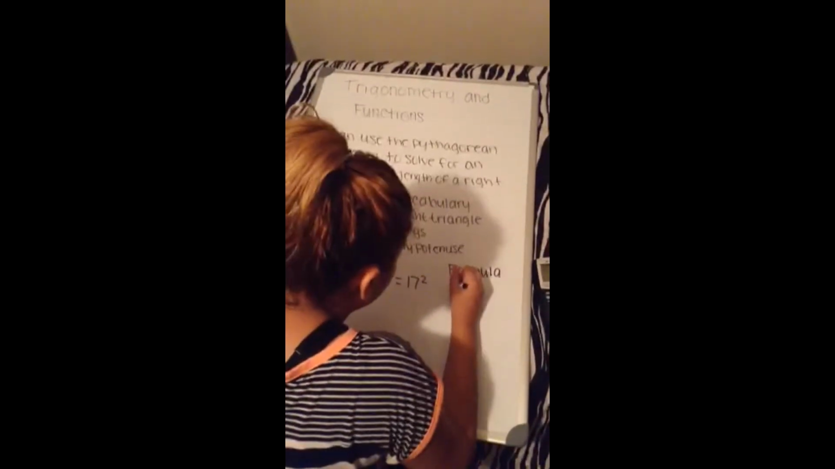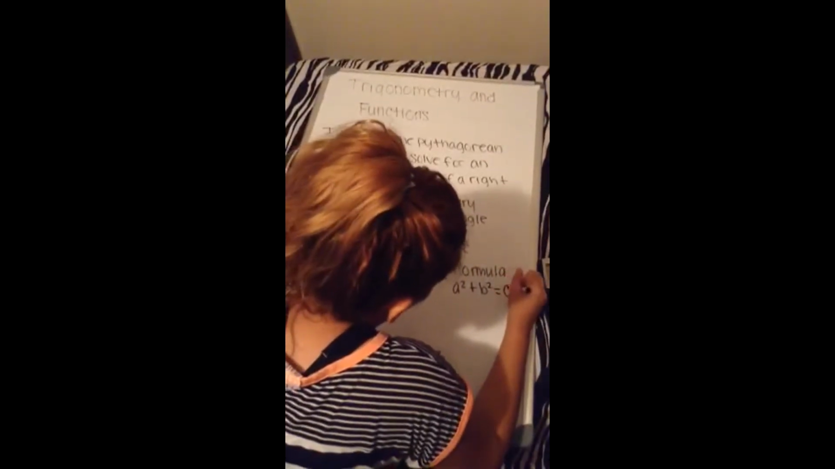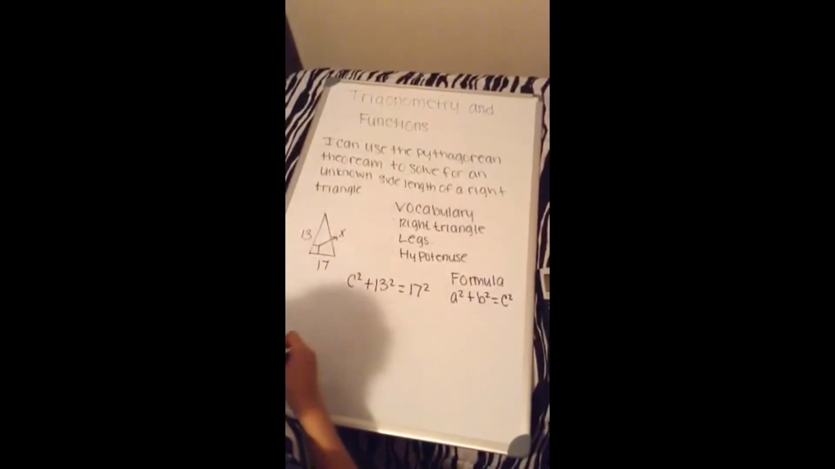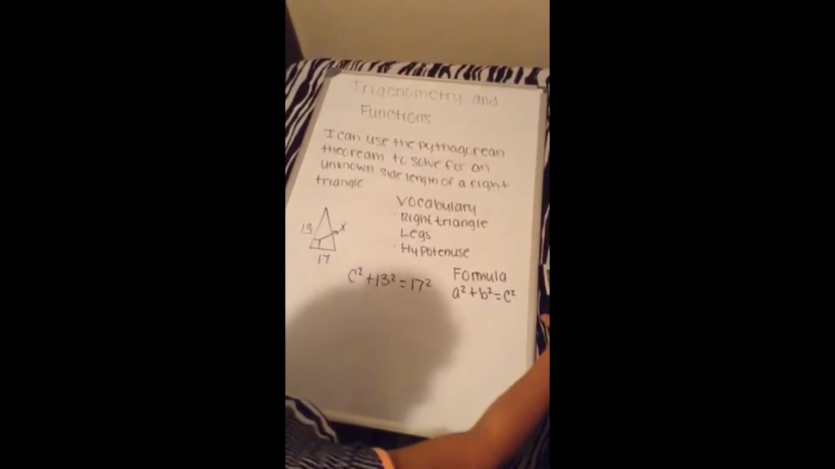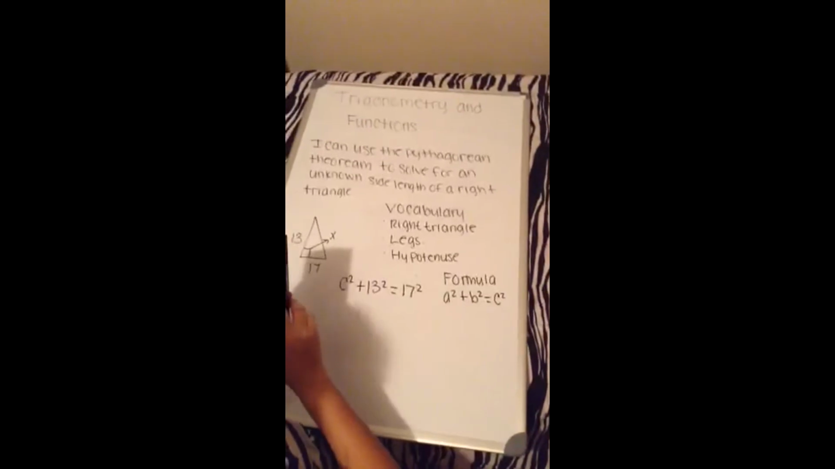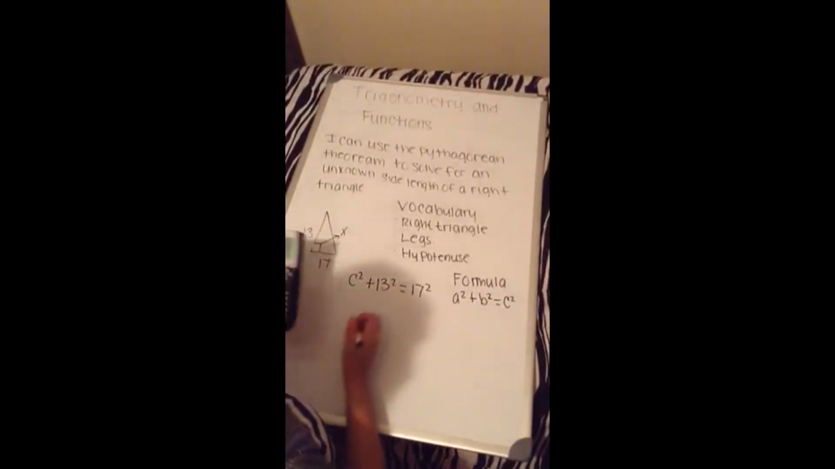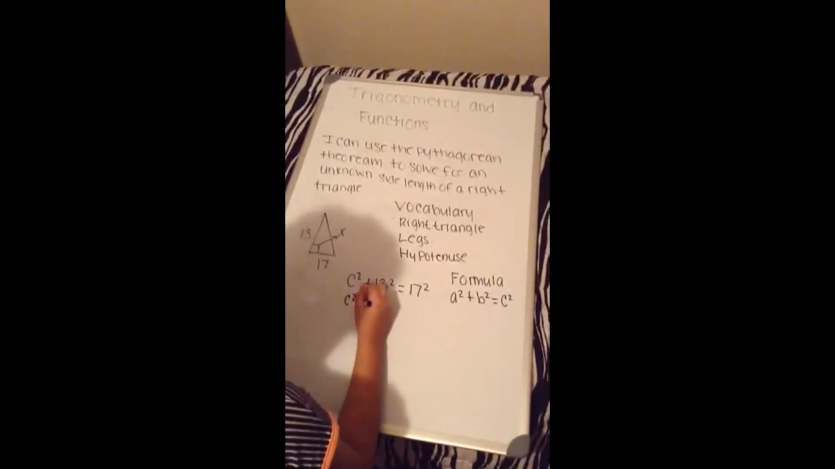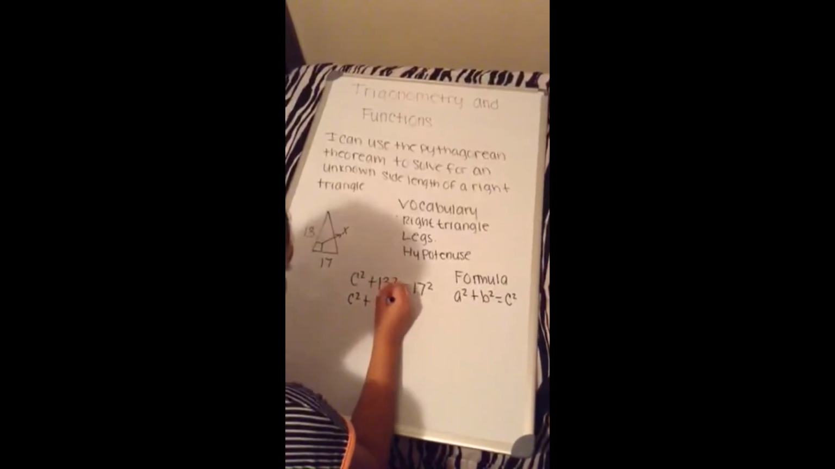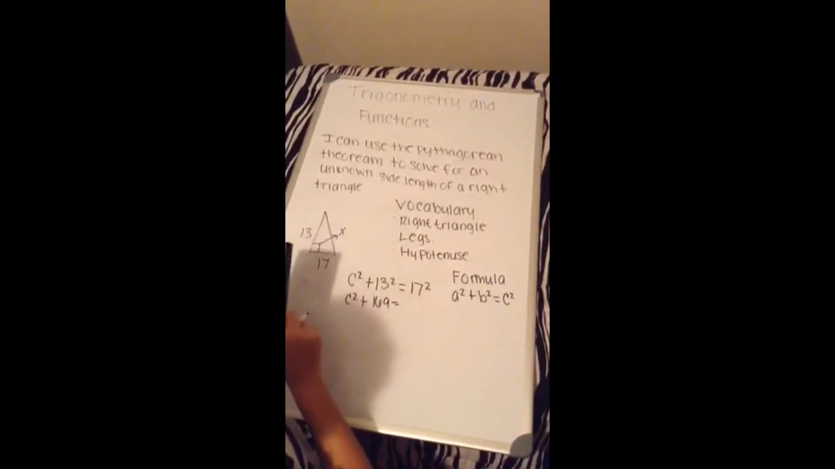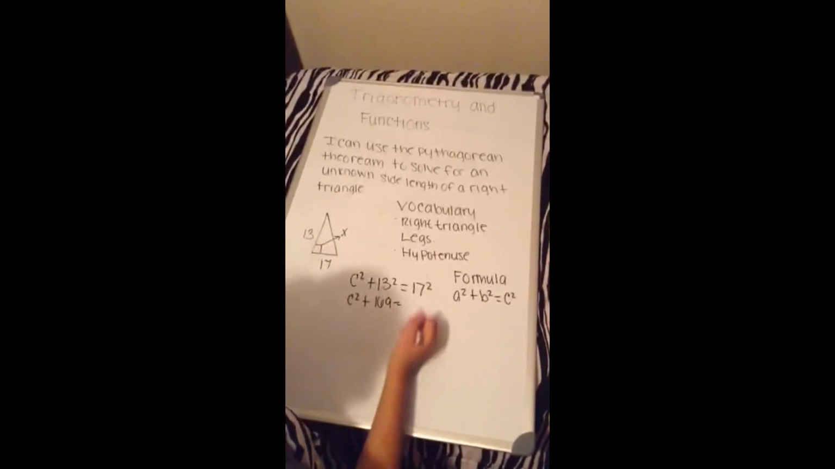And our formula is A squared plus B squared is equal to C squared. And our equation is C squared plus 13 squared is equal to 17 squared. So now we're going to find what 13 squared is equal to. 13 squared is equal to 169. And 17 squared is equal to 289.